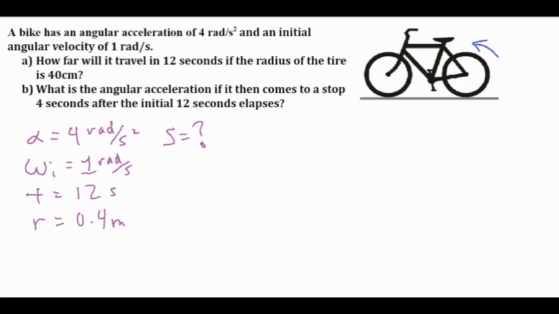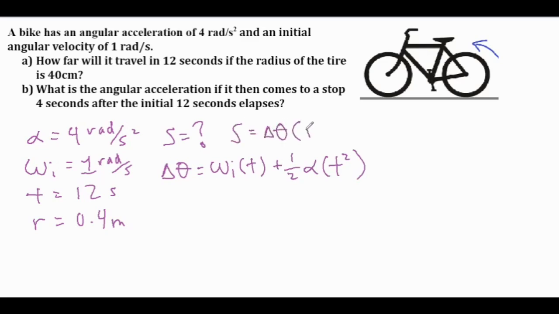So the first thing we're going to do is we're going to go ahead and find a delta theta, the change in the angle over the amount of time given. So we have delta theta equals omega I t plus 1/2 alpha t squared. So what we're going to do is we're going to use that formula in combination with this one. And after those two steps, we should be able to find our delta x from there.